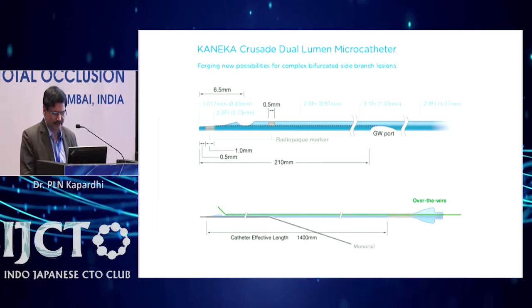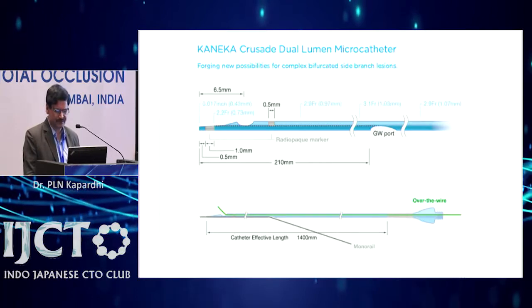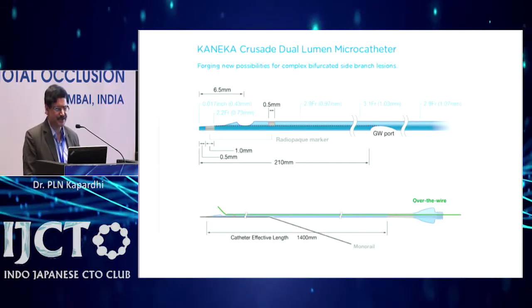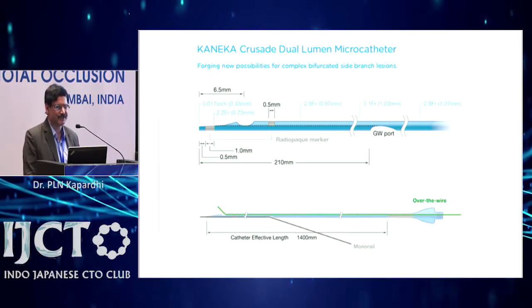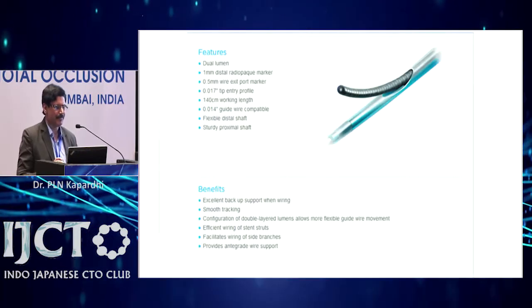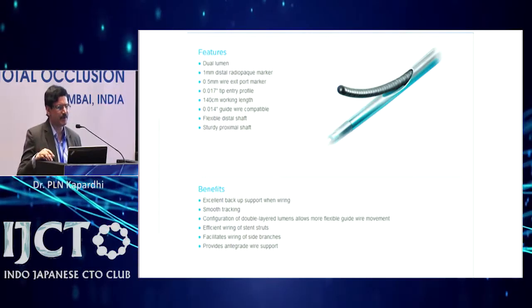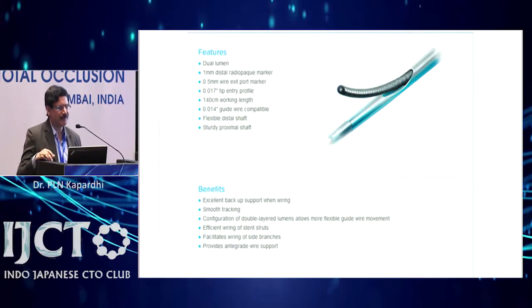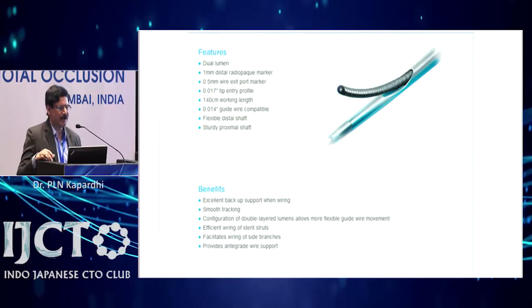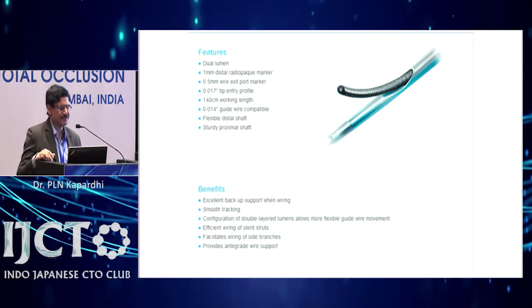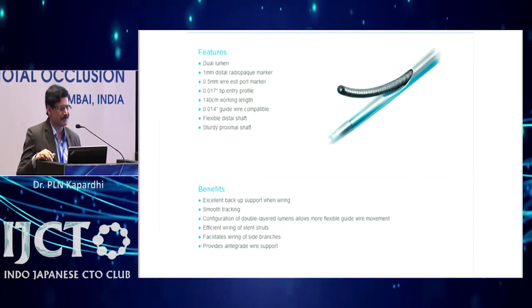for Crusade assisted parallel wire, as well as to protect the side branch beyond the CTO segment. This catheter is dedicatedly used, and it is a dual lumen. A 1 mm distal radiopaque marker is there, and a 0.5 mm exit port marker, and most important, the working length is 140 centimeters, and it has a flexible distal shaft and sturdy proximal shaft.